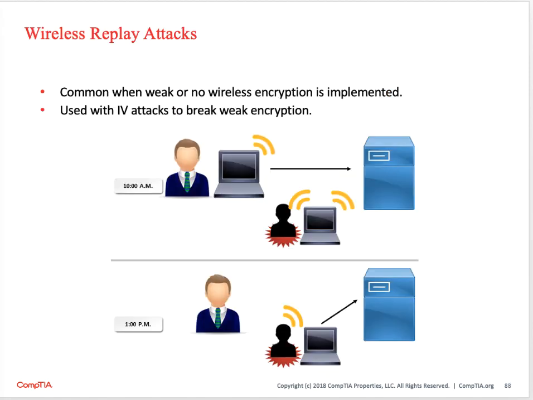Wireless replay attacks. When you have weak or no wireless encryption, it's a lot easier for people to capture traffic, and then they can replay it or maybe manipulate the data. In this case, he logs on at 10, and the attacker was sitting here listening. And at 1 o'clock, the attacker goes ahead and replays those credentials, right? And he puts them in himself 3 hours later.